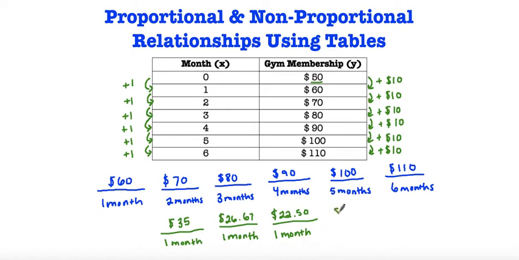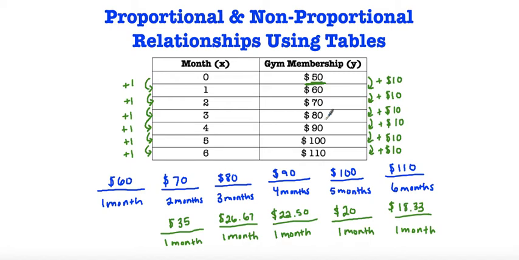And here for the $100 in 5 months, if we divide 100 by 5, we end up with $20 per month for those 5 months. And then finally, if we divide 110 by the 6 months, we end up with $18.33 per month. So we notice here that because we had an initial value of $50, the longer we have this membership, you're dividing it among the months that you have.